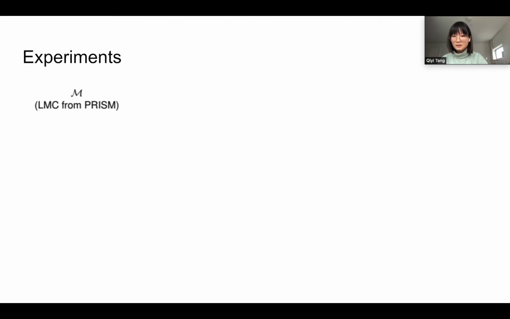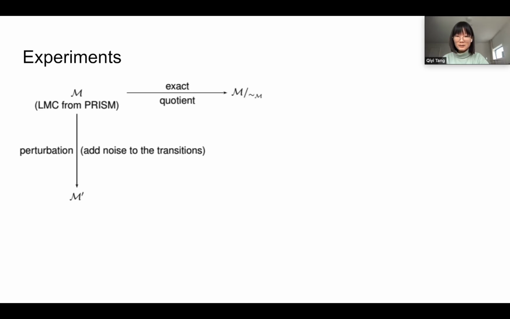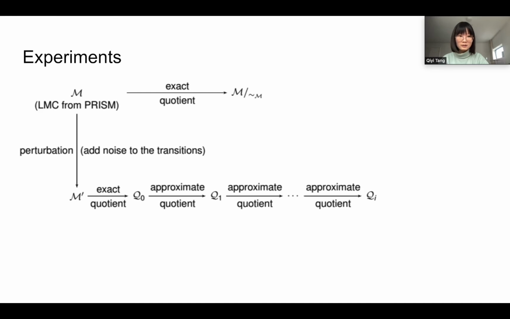In our paper, we do a lot of experiments on LMCs that are more complicated. These LMCs are taken from the model checker Prism and model protocols and randomized algorithms. What we do is, for an LMC from Prism, we add some noise to the transition probabilities and we get this perturbed model M prime. We compute the exact quotient of the original LMC, and we also run our minimization algorithm successively to get a sequence of approximate quotients. So there are 2 parameters we can tune here.